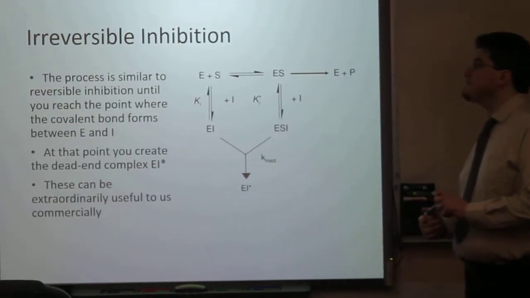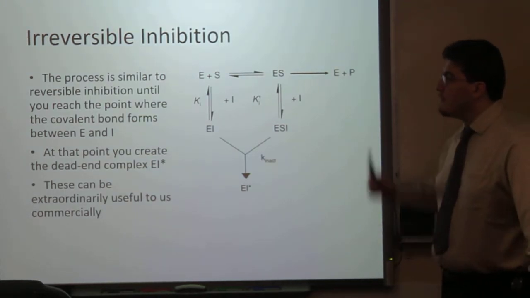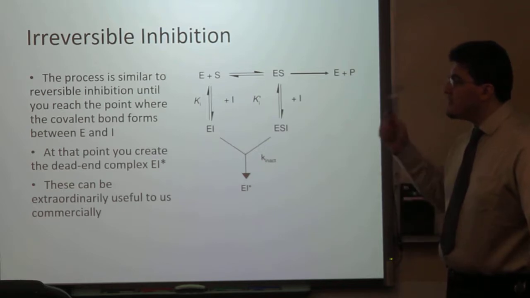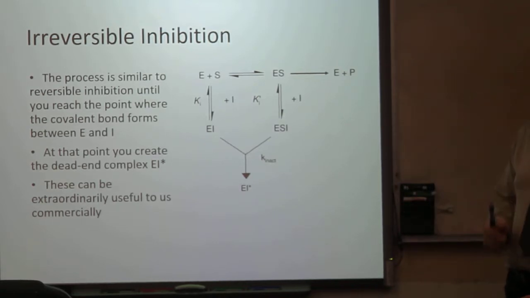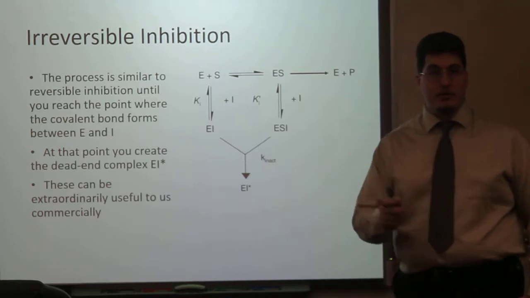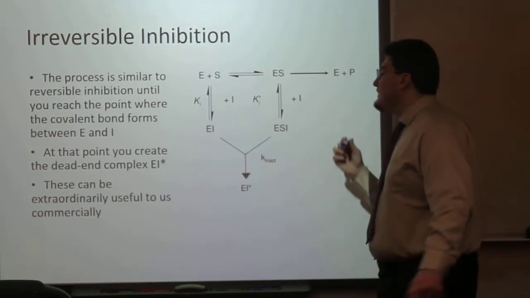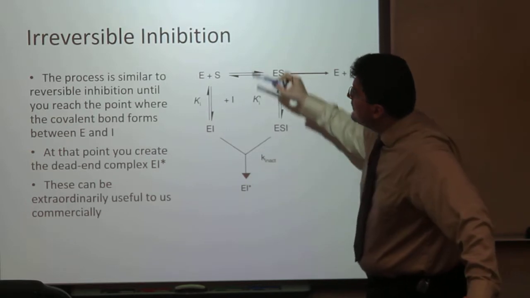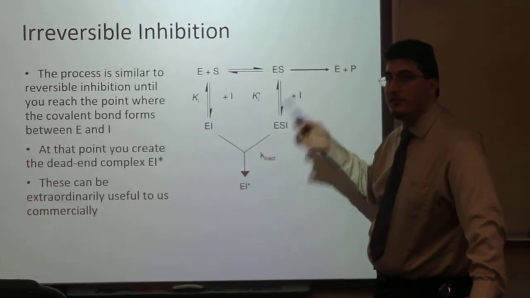Irreversible inhibition. The process is very similar to reversible inhibition until you reach the dead end complex, EI*. Uh-oh. So these can be extraordinarily useful to us commercially, for example in pesticides, but you really need to be careful with these because, well, they'll kill you. So there's that.